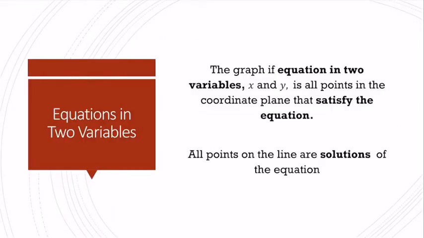The graph of an equation in two variables, x and y, is all points on the coordinate plane that satisfy that equation. For example, I could have y equals 3x plus 4. I could have y equals x squared minus 1, right? And all points on these graphs would be said to satisfy the equation. So those are its solutions. The graph is the whole solution set for an equation.